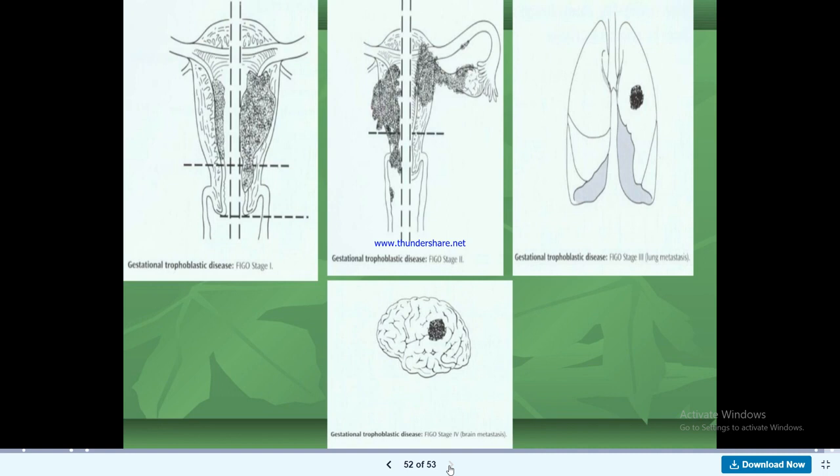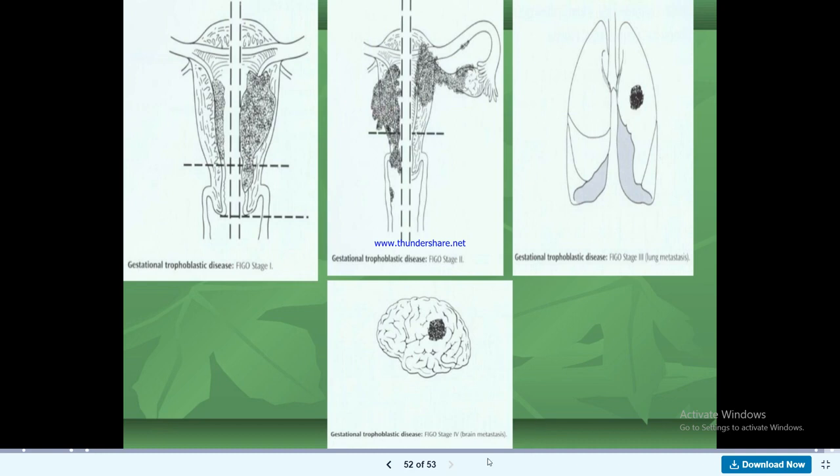CT scan or MRI of the brain is recommended where brain metastasis is suspected. MRI is said to be more informative than the CT scan. MRI and CT scan of the abdomen and chest may be indicated in some cases, where they may give better results than ultrasound and X-ray chest.